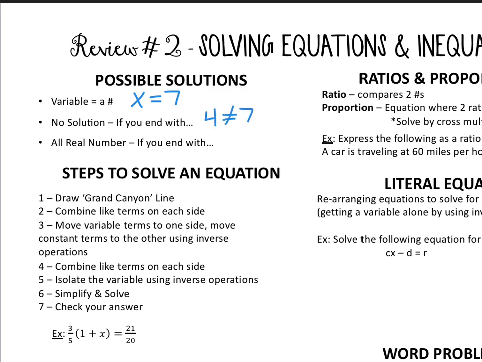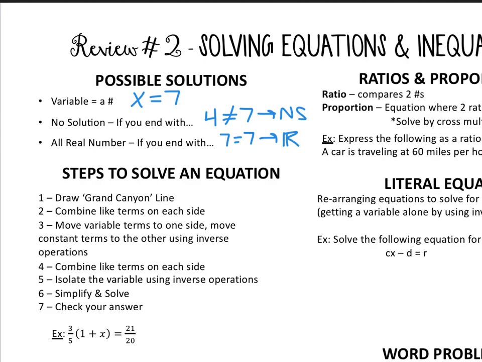We know that's not true, it's not equal, which means there would be no solution, which means there's no number that you could possibly plug into the equation and have it be true. If you get all real numbers, you might end with something like 7 equals 7, which we know is always true. And that means that you could plug in any real number, any number that you know about in your math career so far, and it would make the equation true.